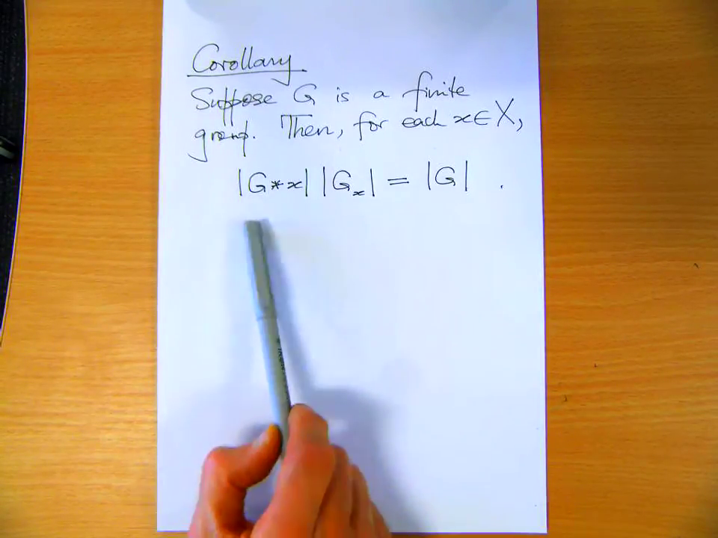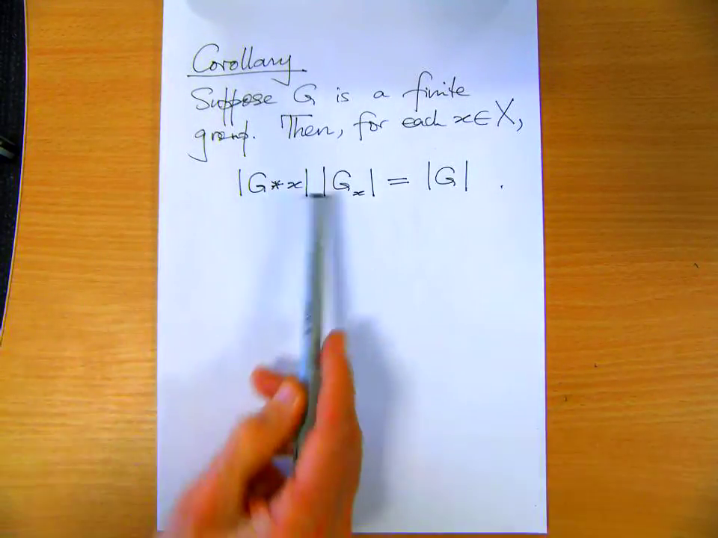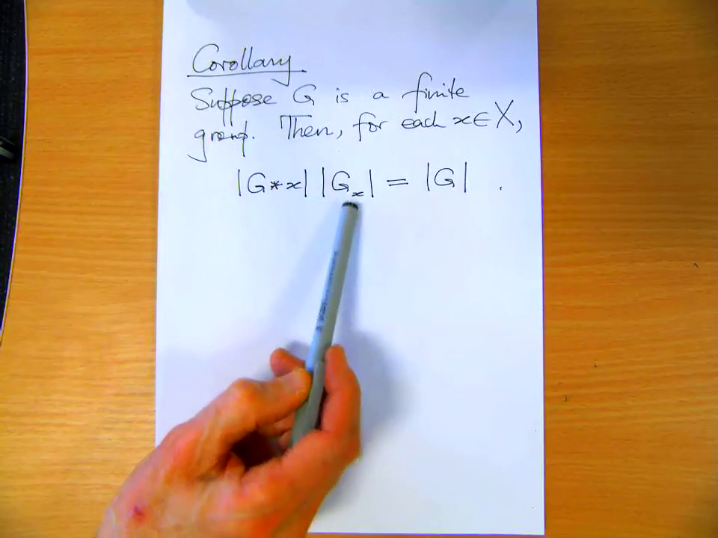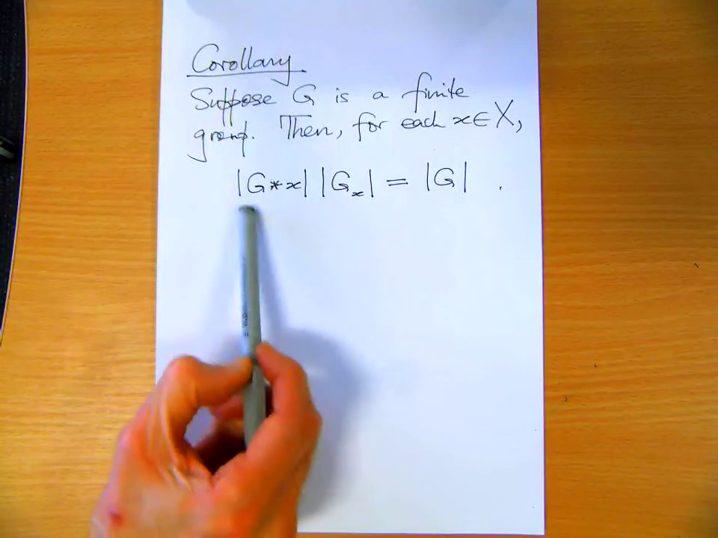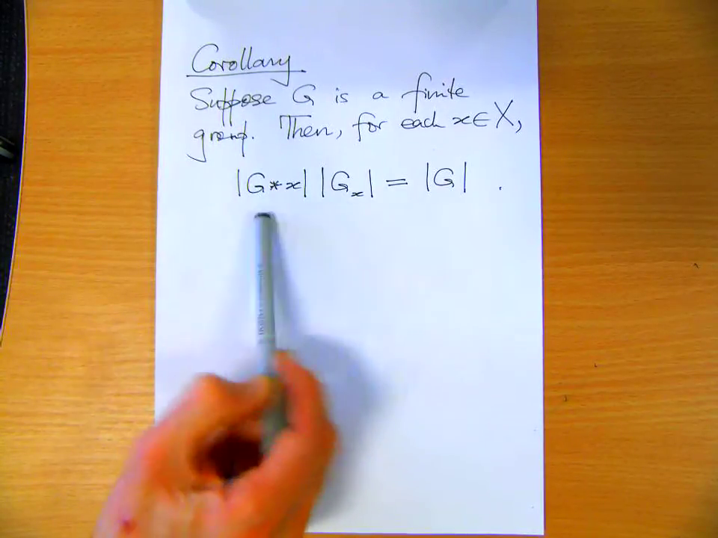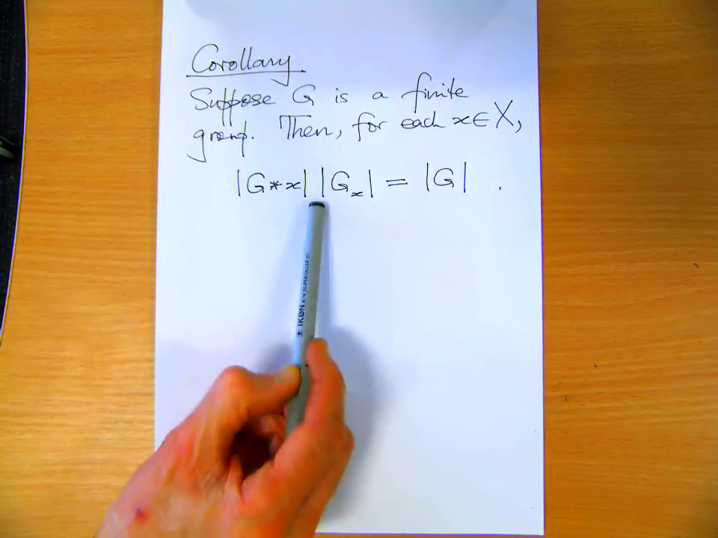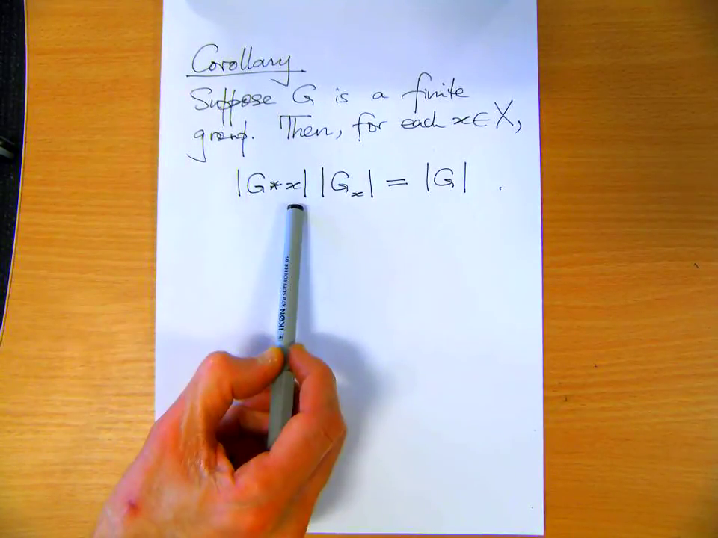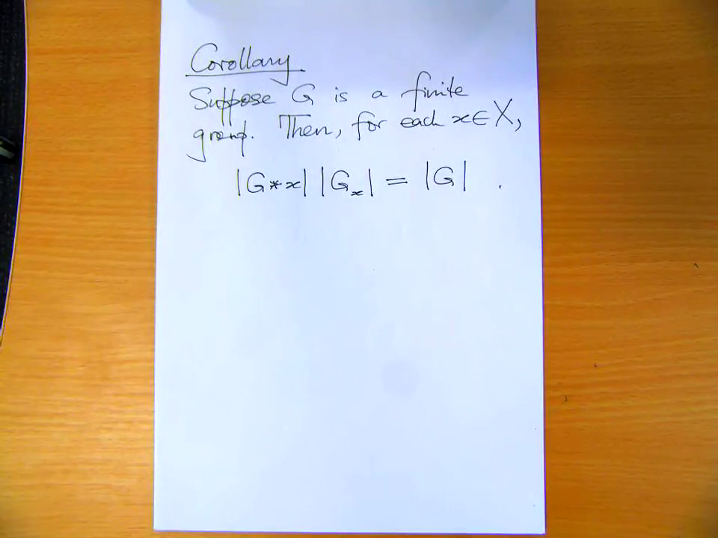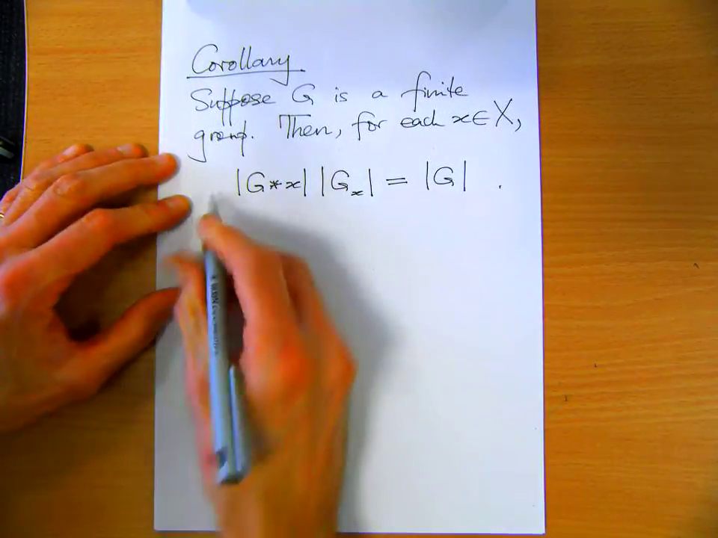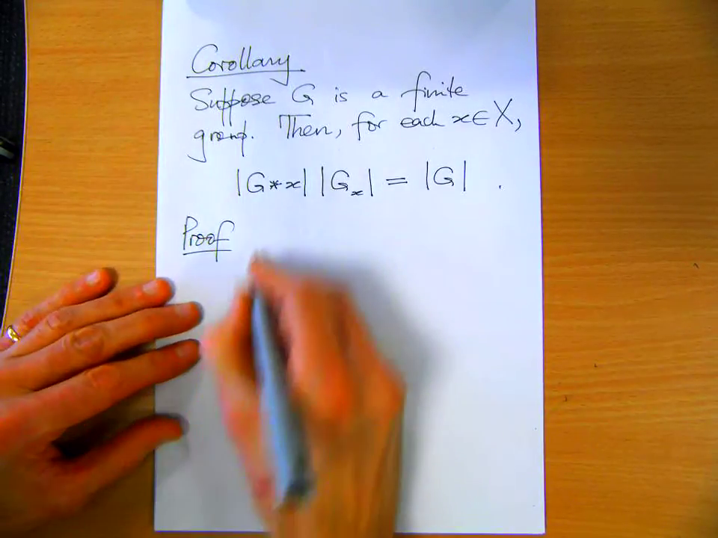So this is really this kind of seesaw effect that I was talking about earlier. The bigger the isotropy subgroup, the smaller the orbit, and conversely, because the product has to be the order of G. So if the isotropy subgroup is big, then the orbit must be small, and conversely. Okay? And the proof of this corollary is easy now.